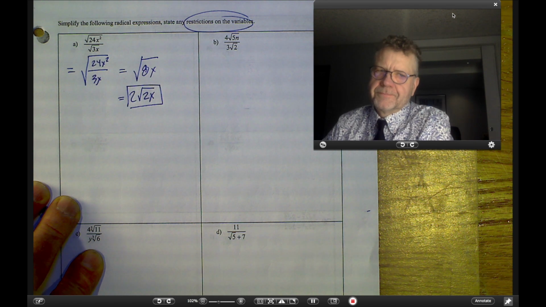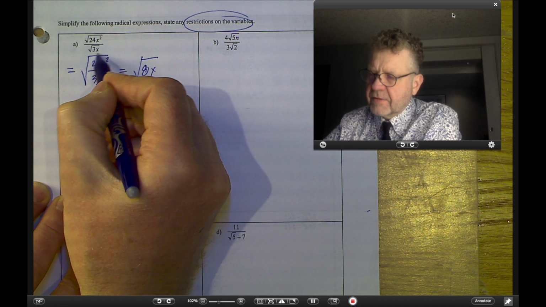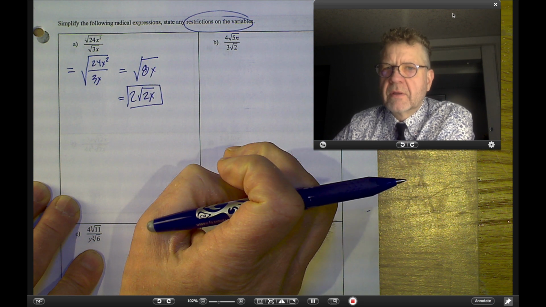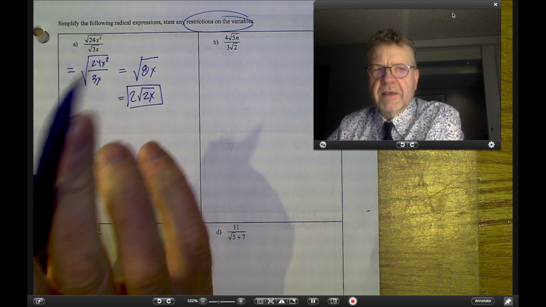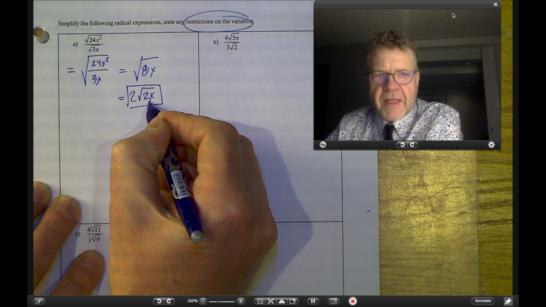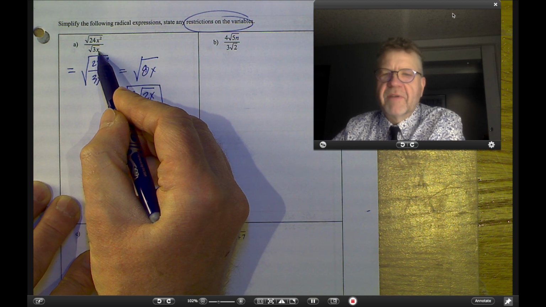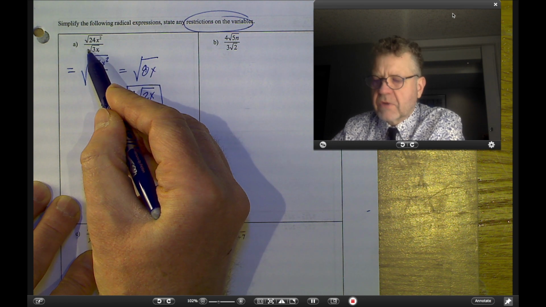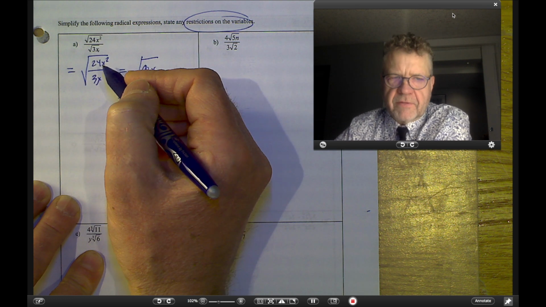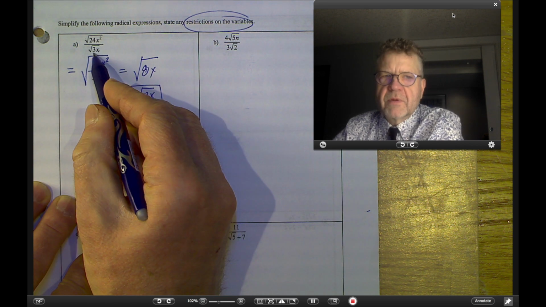But you also have to pay attention to the original expression, because this and this are not the same expression, but they are the same value. And so you have to look at the restrictions on both of them. This restriction here is greater than or equal to 0. Could x equal 0 here? Well, if x equals 0 here, 3 times 0 is 0, square root of 0 is 0. Now you've got a 0 in the denominator of a fraction, and that is another thing that's not allowed. So this is more restrictive here than it is here.